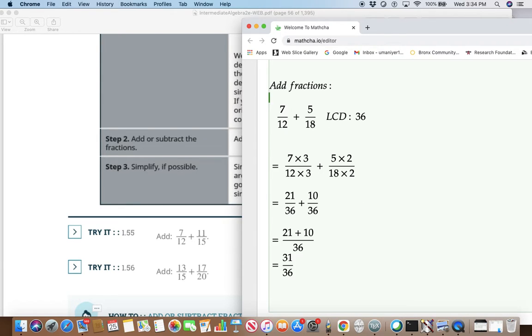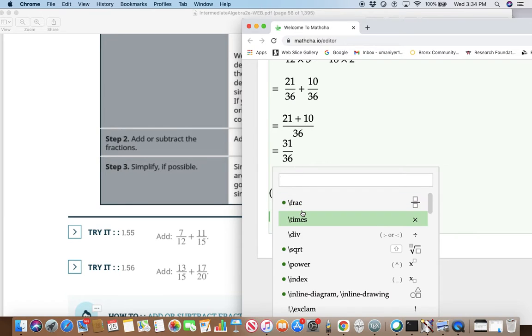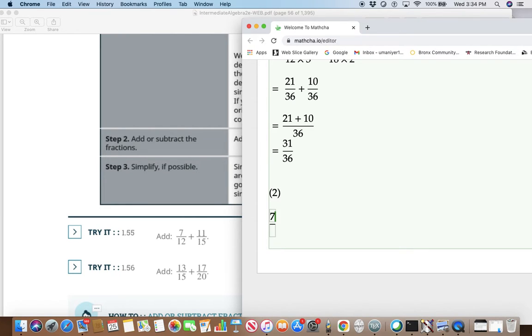So this was the first example. Let's try a second example. You have the fraction 7 over 12 plus the fraction 11 over 15. Now, you want to look for the least common denominator. So, what do we do? Notice, start with the larger of the two.